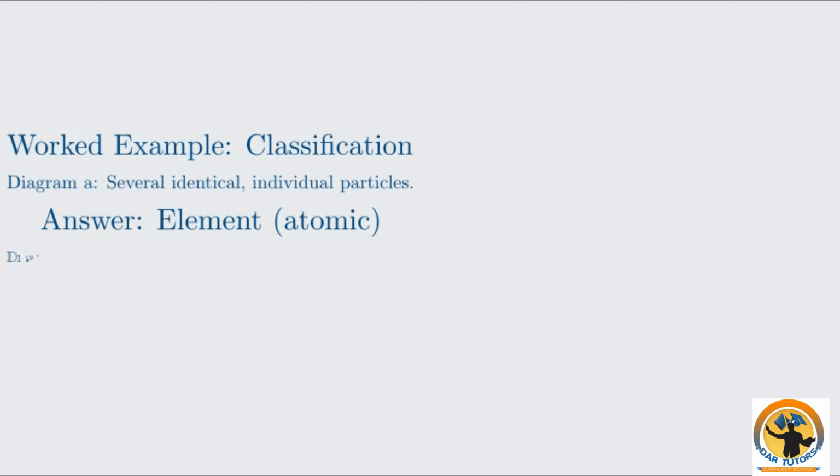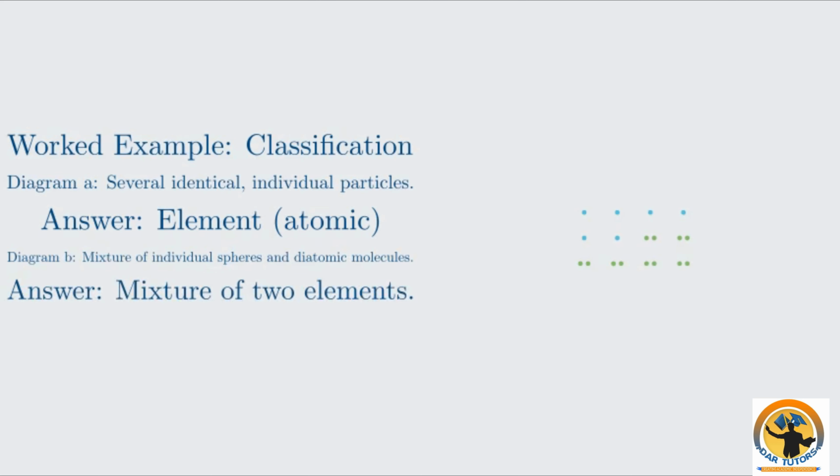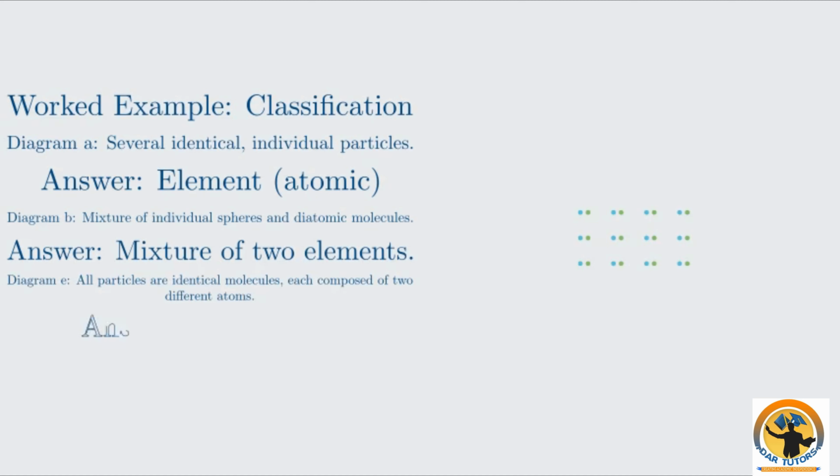Now consider diagram B. Here we see two different types of particles: single, unbonded spheres, and diatomic molecules. Since there are different types of particles mixed together but not chemically bonded to each other, this is a mixture of two elements.